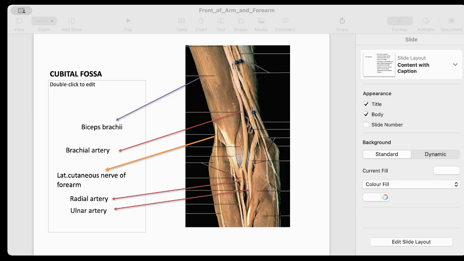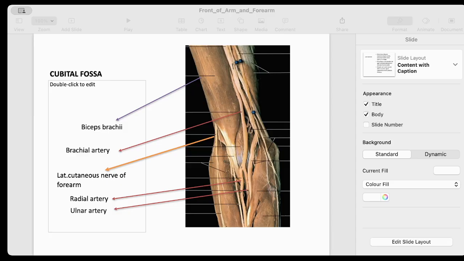Coming to the nerve supply summary I have given. The median nerve supplies all anterior forearm muscles except flexor carpi ulnaris, which is by the ulnar nerve, and the medial half of flexor digitorum profundus, which is also by the ulnar nerve. So the ulnar nerve supplies FCU and the medial half of FDP, and the anterior interosseous nerve supplies FPL, the lateral half of FDP, and pronator quadratus. Like this you can study.